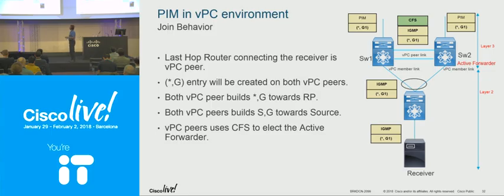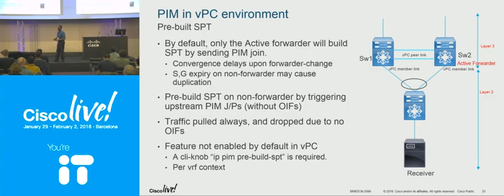The downside with this approach is that the moment your active forwarder fails, there is a delay introduced, because the non-active forwarder has to learn that the node has failed and take the responsibility of active forwarder. It has to build the tree towards the source, start receiving the traffic, and then flood it. To address this, there is a feature called pre-built SPT. When you enable this, of course, you need to enable it on both the VPC peers. Both VPC peers will then build not only the shared tree but also the shortest tree, and they keep receiving the traffic. But the active forwarder will forward the traffic, whereas the other one will keep dropping the packets.